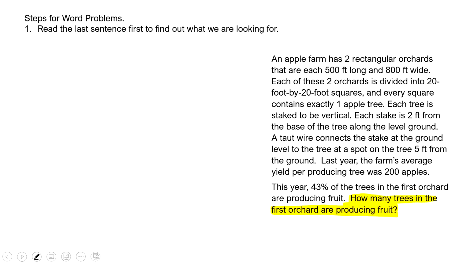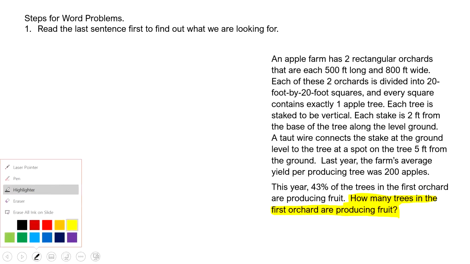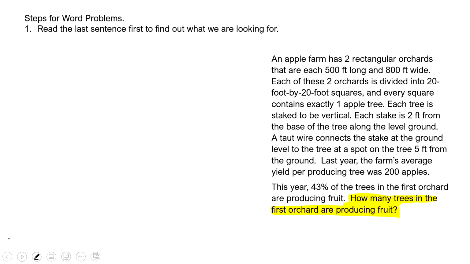I know just reading this now doesn't really give us a lot of context about what the information is, but we're looking at trees in some field that might be growing fruit. I'll change my highlighter color here to highlight some other stuff. Okay, so now we go through and read the question. Read the whole question, highlighting information we think we're going to need. So an apple farm, they tell us, has 2 rectangular orchards. We have orchards in our question, so we're going to highlight that. Each of the orchards are 500 feet long and 800 feet wide. I'm not sure I'm going to need it, but I'm going to highlight it because it's numbers and we're dealing with math and it's a word problem, so we might need it.